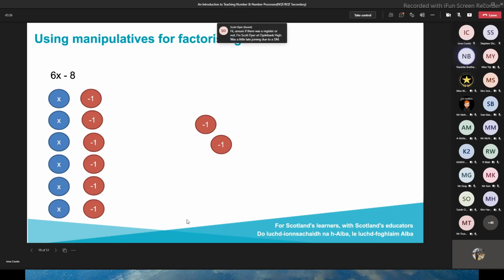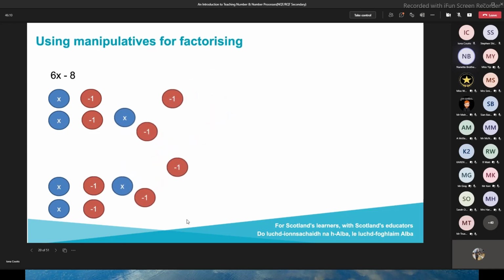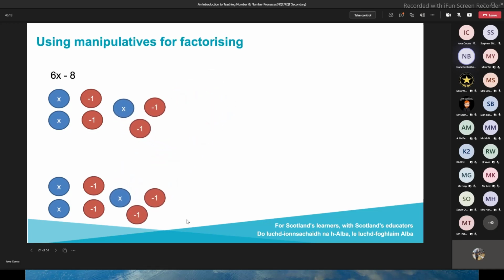So in the next one, we're trying to split it into 3. And again, it doesn't work out. We've still got those rogue 2 negative ones that don't fit in. So in the final one, we're going to split it into 2 equal sets, and this time it does work, and we can represent that in our table as 2 is a common factor, and it splits it into a 3x and a negative 4.